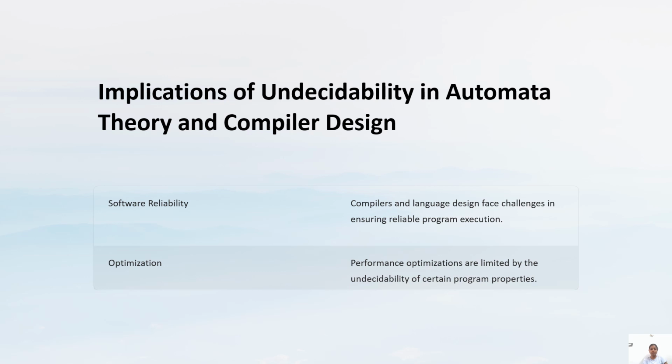Implications of undecidability in automata theory and compiler design. Software reliability: compilers and language design face challenges in ensuring reliable program execution. Optimization: performance optimizations are limited by the undecidability of certain program properties.